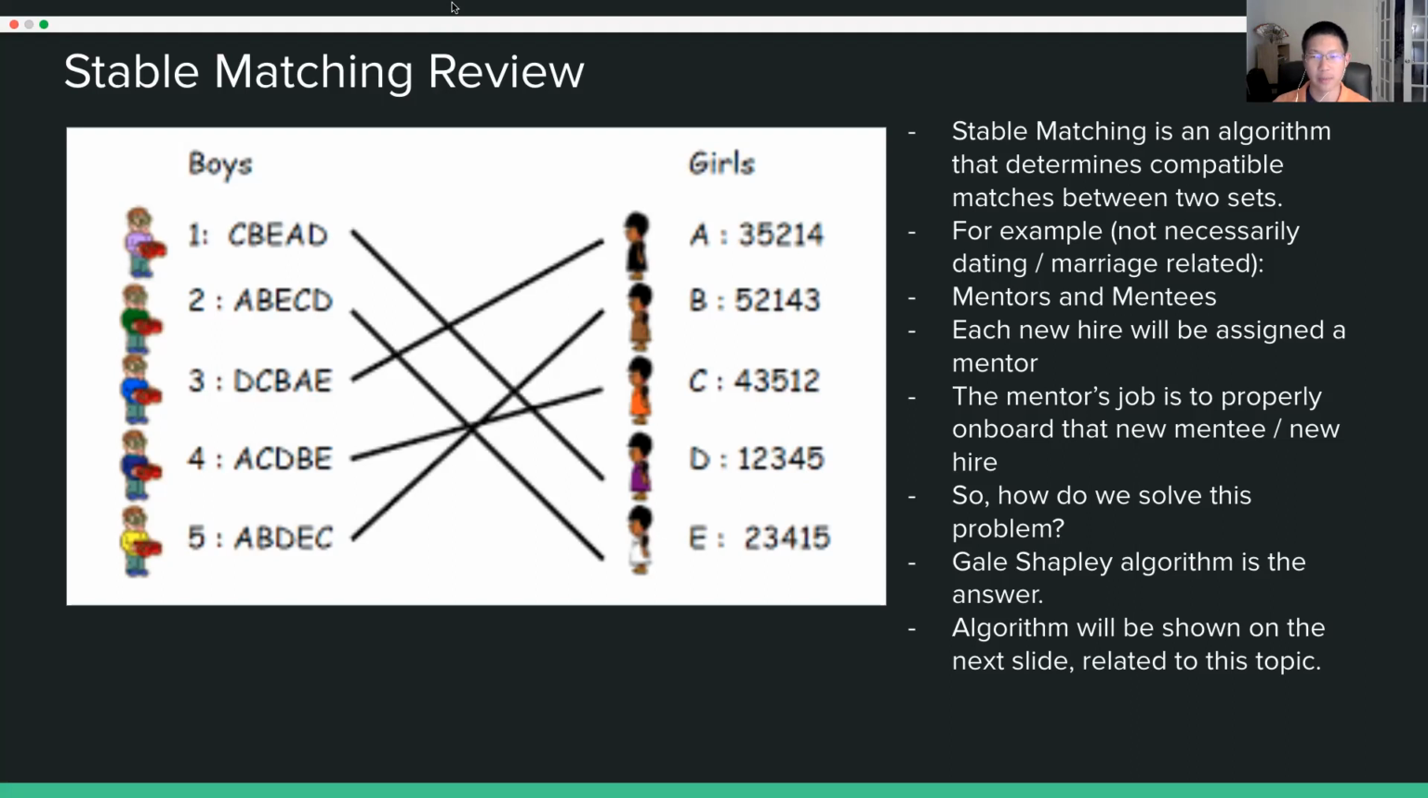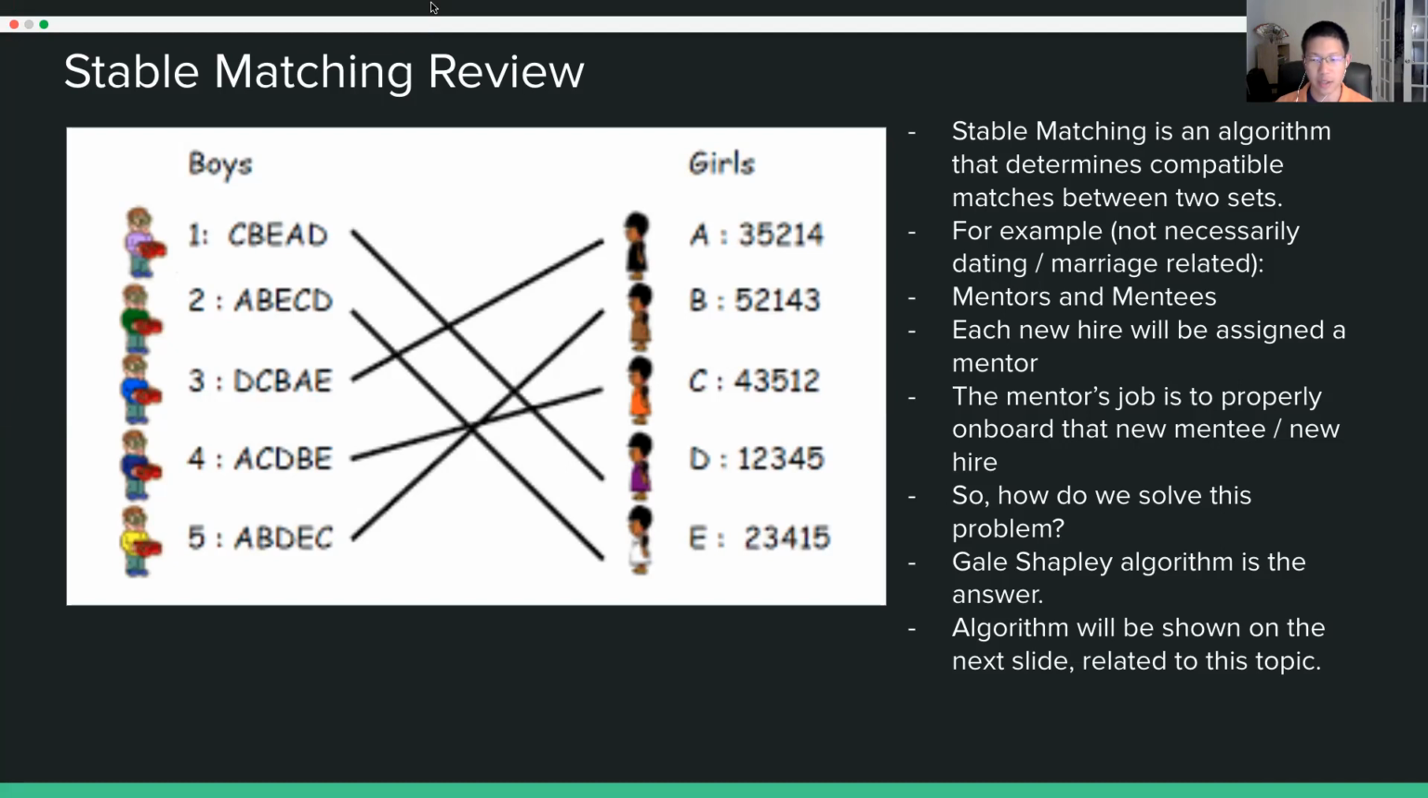In regards to stable matching, we have the mentors and mentees. Don't necessarily worry about boys or girls; this is something completely different. Each new hire will be assigned to a mentor. And of course, the mentor's job is to properly onboard that new mentee, the new hire. So how do we solve this problem?